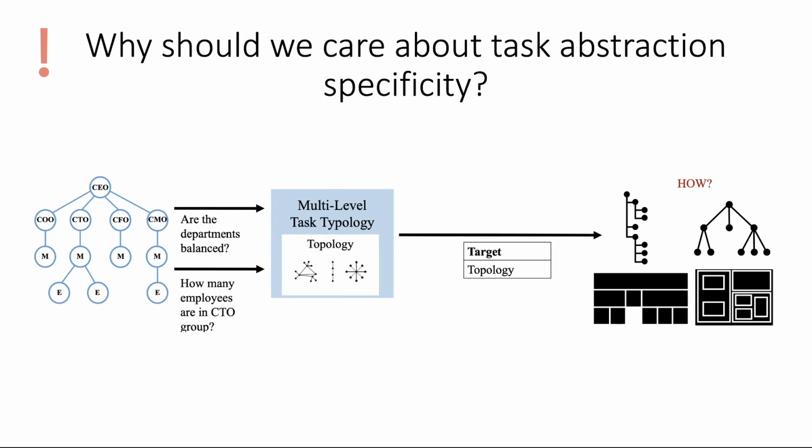Why do we care about task abstraction specificity? As we can see, without proper task abstraction, all the tasks are categorized in a blanket category. Therefore, the information is not sufficient to allow practitioners to make a decision about visualization encoding, which defeats the main purpose of task abstraction.